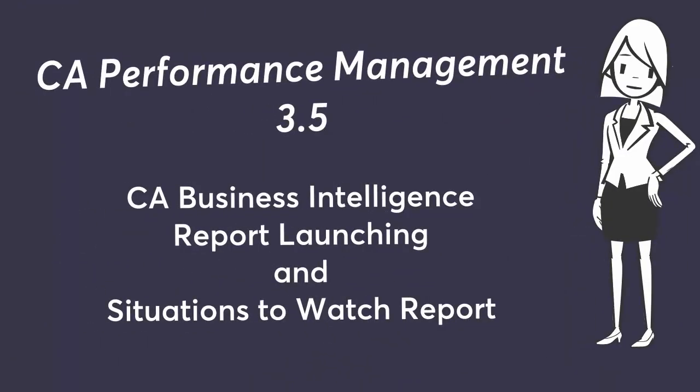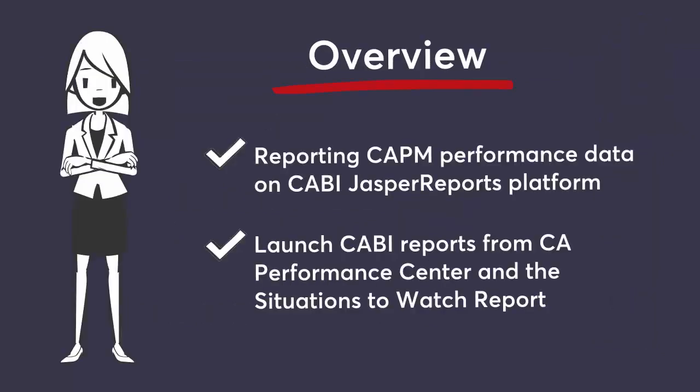Welcome to the CA Performance Management version 3.5 video, CA Business Intelligence Report Launching and Situations to Watch report. CA Business Intelligence Jasper Report Server is a platform that allows for the reporting of CAPM performance data on the CABI Jasper Reports platform and comes free with a licensed version of CA Performance Management. This video examines the ability to launch CABI reports directly from the CA Performance Center UI and the Situations to Watch report, both new features offered in CA Performance Management 3.5.